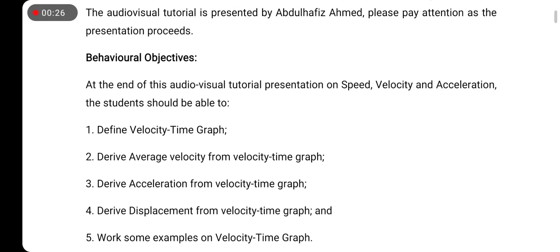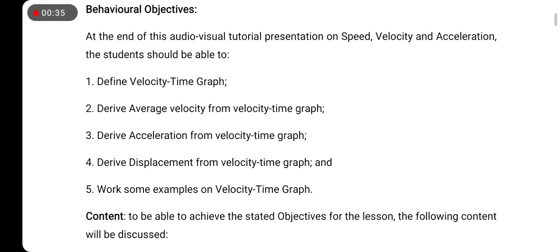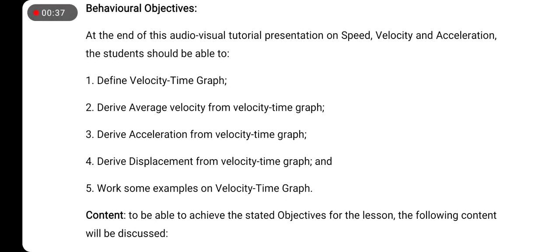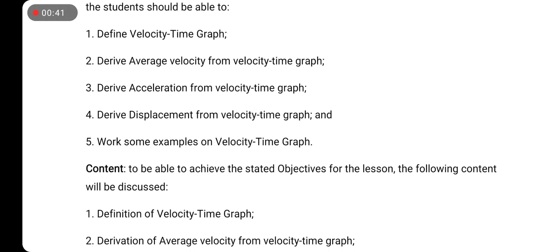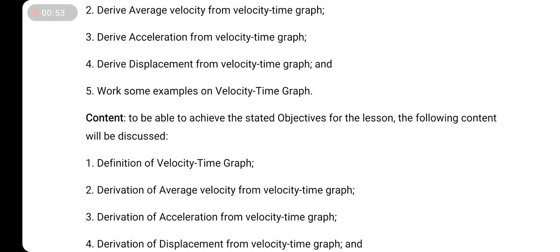At the end of this audiovisual tutorial presentation on speed, velocity, and acceleration, the student should be able to: 1. Define velocity time graph. 2. Derive average velocity from velocity time graph. 3. Derive acceleration from velocity time graph. 4. Derive displacement from velocity time graph. And 5. Work some examples on velocity time graph.